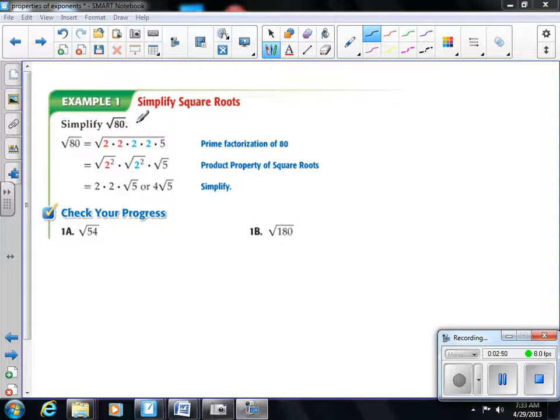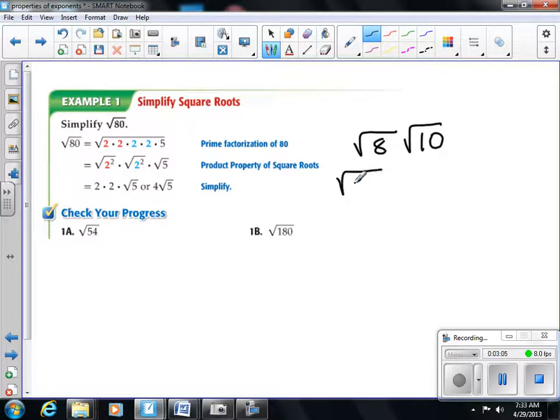Anything go into 80? Well, okay, the square root of 8 times the square root of 10, but neither one of those are perfect squares. Can you break down the 8? Okay, you could. To where I have the square root of 4 times the square root of 2 times the square root of 10. And what is the square root of 4? 2. Okay, so now I have 2 times, and then I could go ahead and put this back together as the square root of 20.